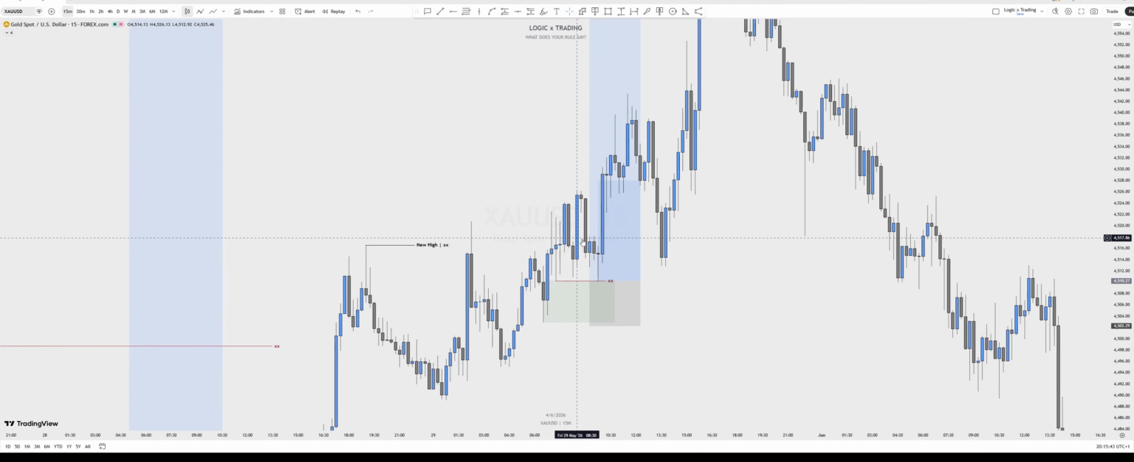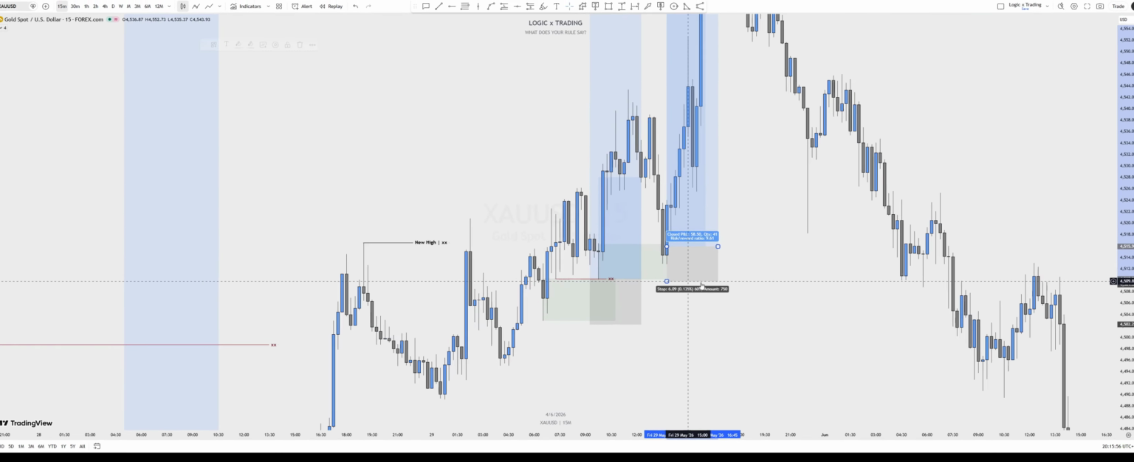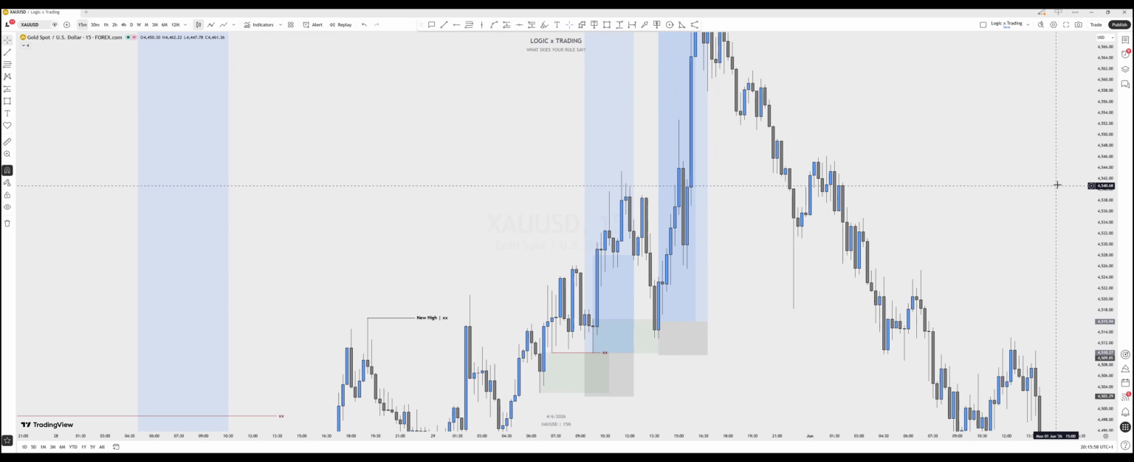Then the secondary entry was from here, price literally like created a new range, and on its way back down, a simple re-entry. So we have this POI like this. Price came here, entry here, your stops goes beneath this level, and you are literally targeting the highs.